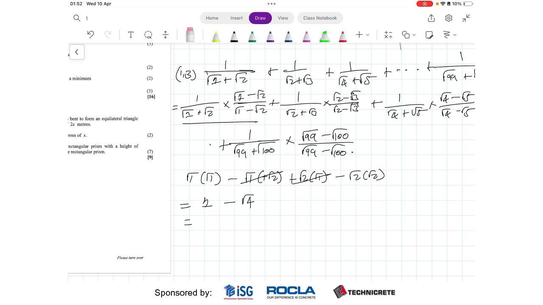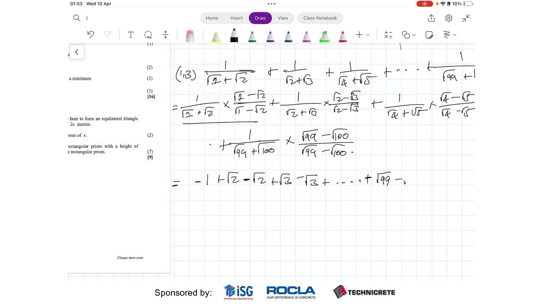But all of this is unnecessary, because if you work it all out, it will eventually simplify to minus 1 plus square root of 2, minus square root of 2, plus square root of 3 minus square root of 3, and so on, up to plus square root of 99 minus square root of 99 plus square root of 100, which is essentially just 10.